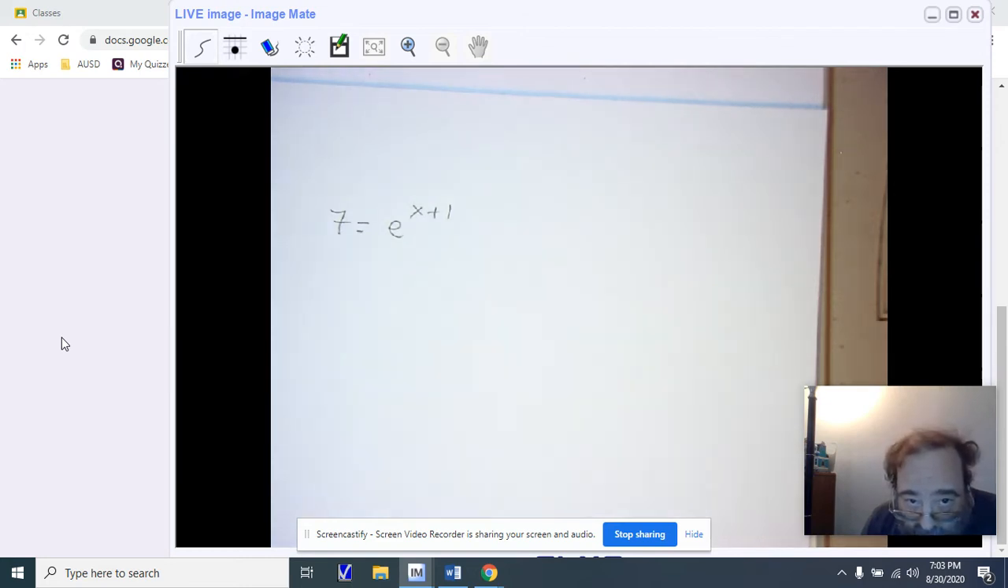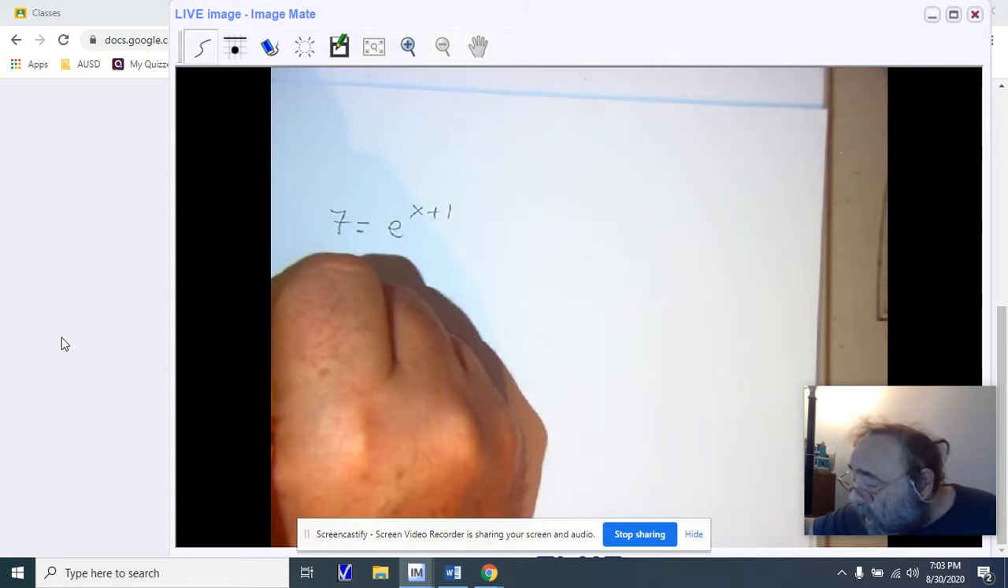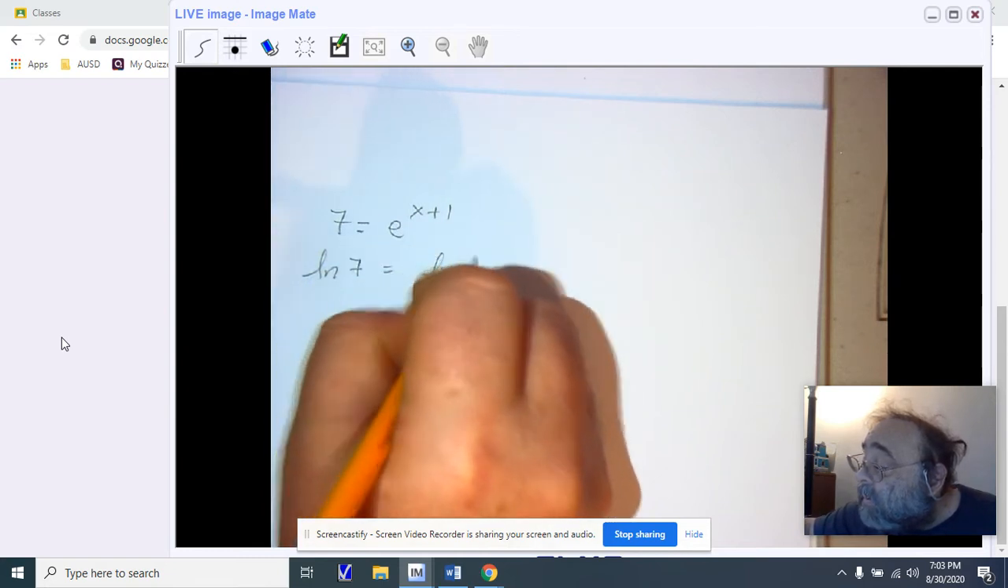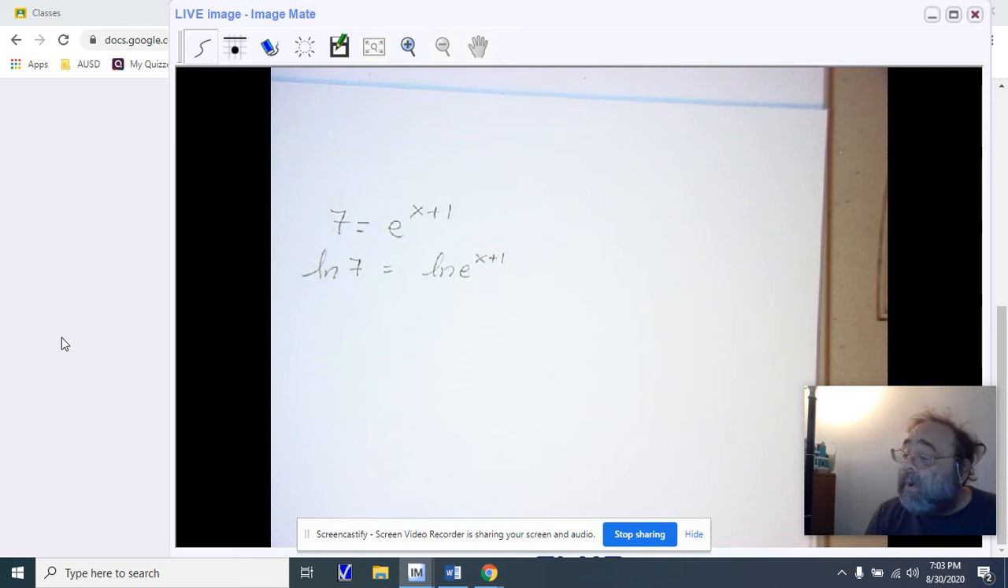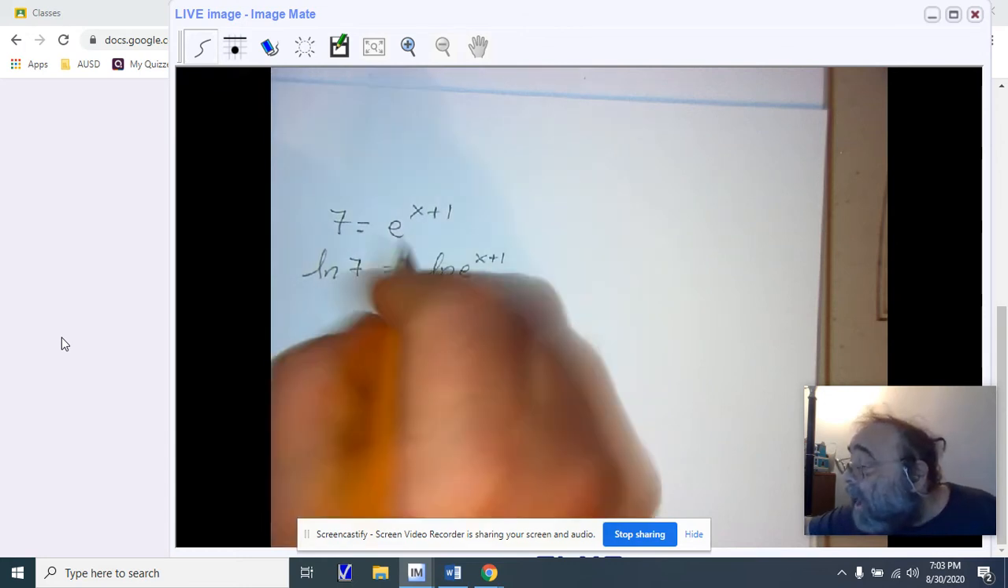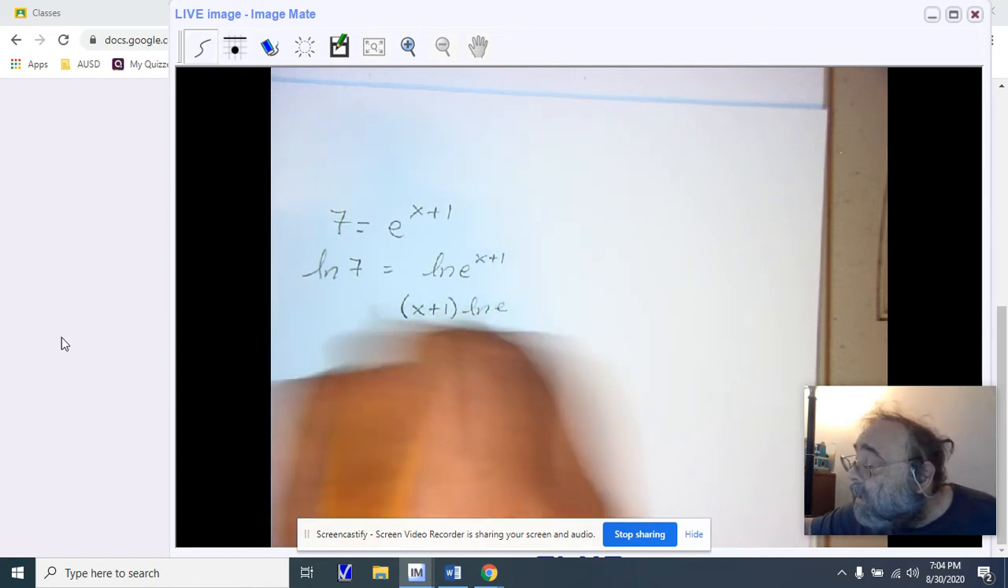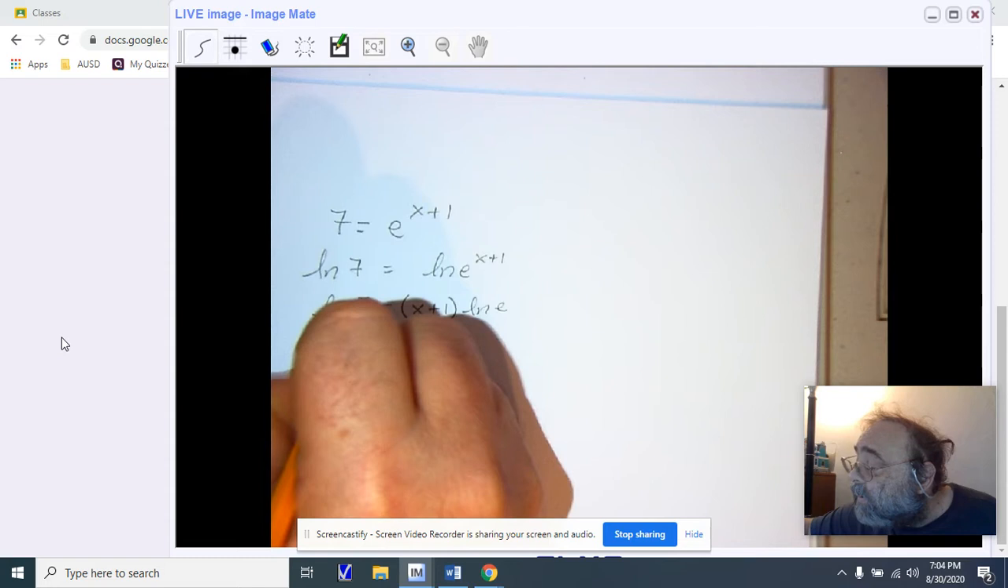So if I'm looking at a problem like this, the first thing I have to recognize is I have to make the exponent, which is an x, into a base. The way we do this is exponentiation. I'm going to use the natural log, and I'm going to take it to both sides. And you'll notice it gives me the natural log of 7 equals the natural log of e to the x plus 1. According to my properties, the power moves in front. X plus 1, natural log of e, equals the natural log of 7.